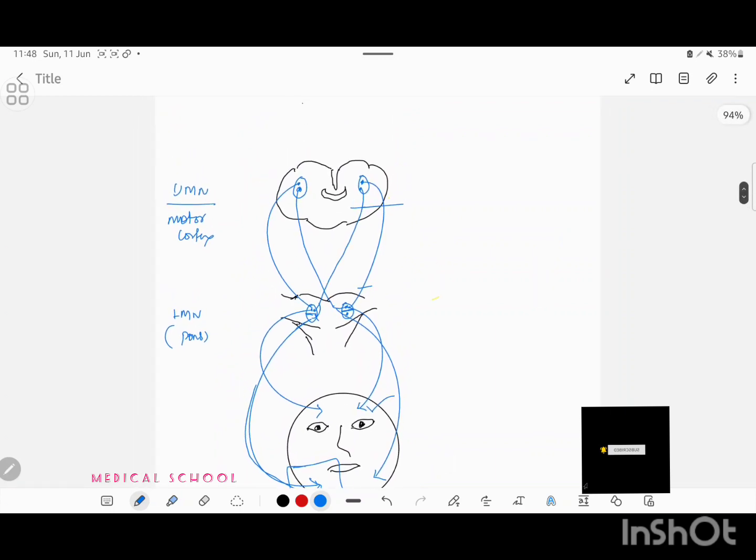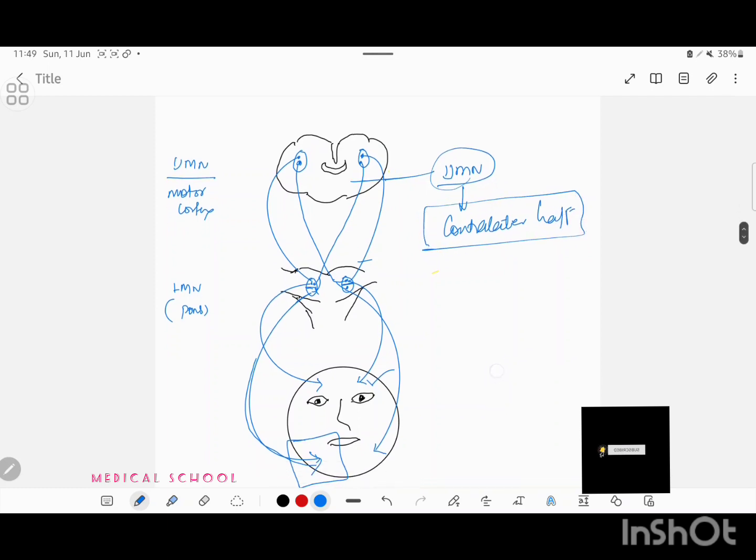So in UMN lesion, the contralateral lower half is affected. So let's see the lower motor neuron lesion.